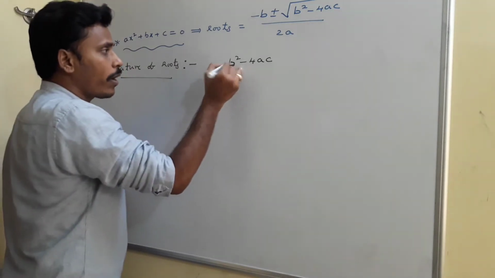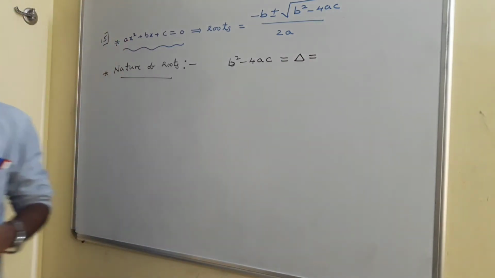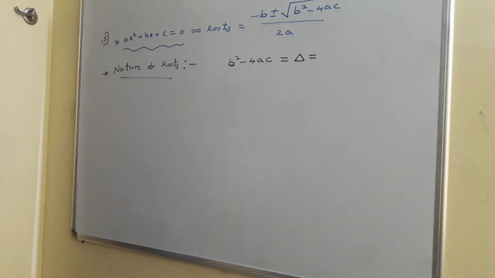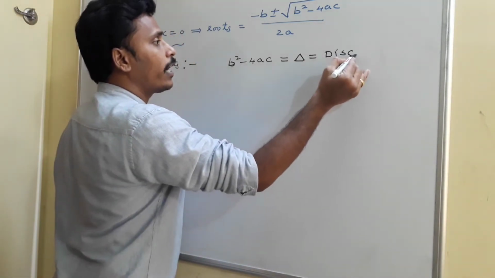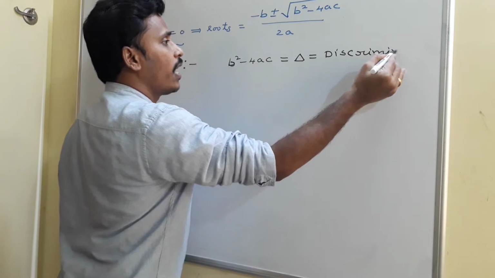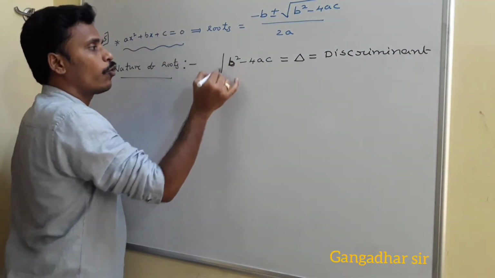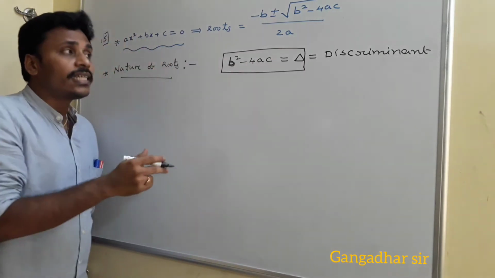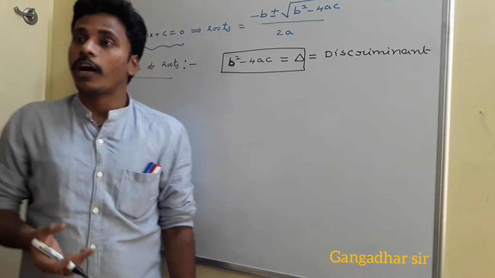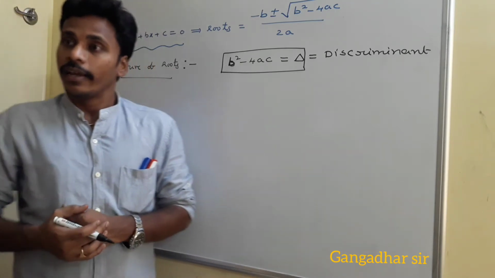This b square minus 4ac is usually denoted by the letter delta, or in some ways by D also, and this is known as the discriminant of the equation. Keep in mind that b square minus 4ac is the discriminant of the equation. It discriminates the nature of the roots. Depending upon the value of b square minus 4ac, we will decide the nature of the roots.